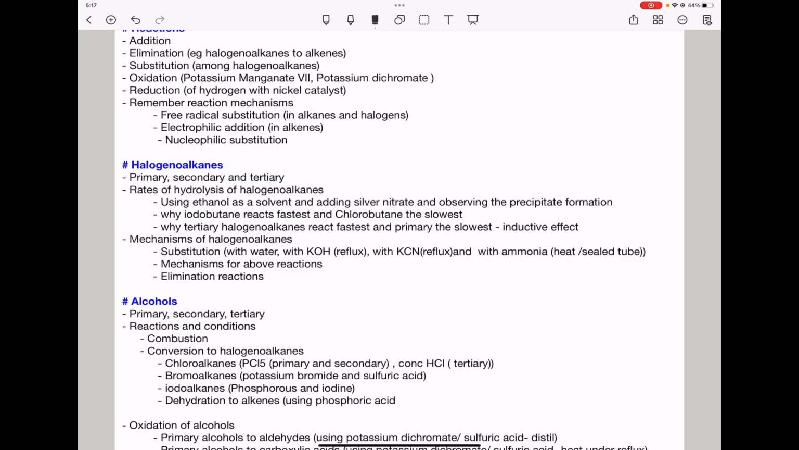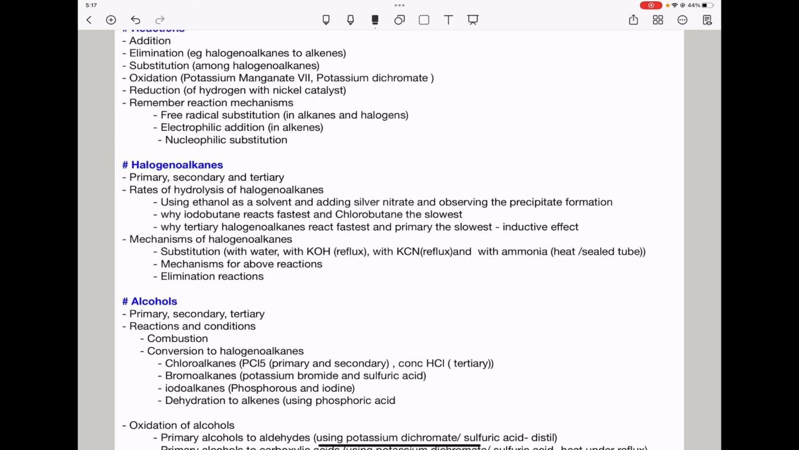They can also ask you about tertiary halogenoalkanes reacting faster than primary halogenoalkanes. This is because of inductive effect causing the tertiary halide to break off faster, so its precipitate is going to be detected. They can ask about mechanisms of halogenoalkanes, like substitution, for example, with water, with potassium hydroxide, with KCN, and with ammonia in a sealed tube.